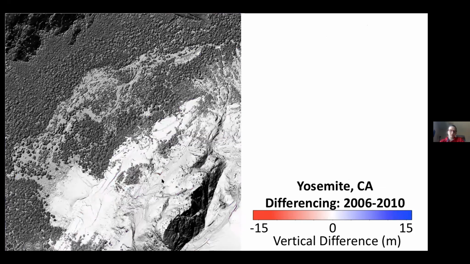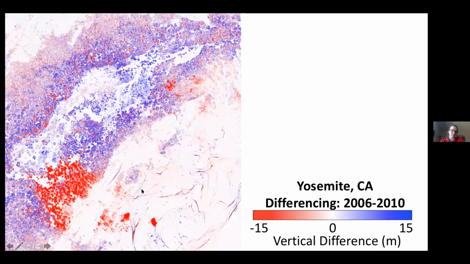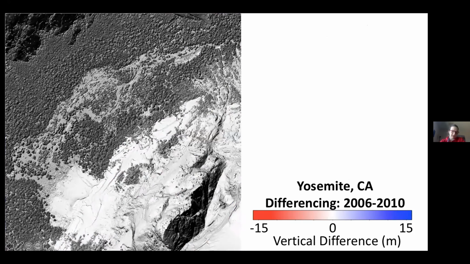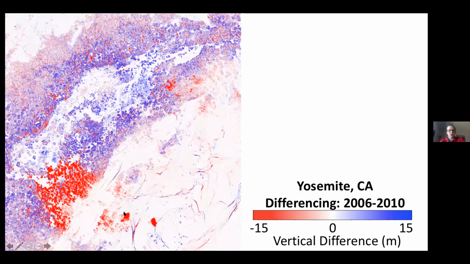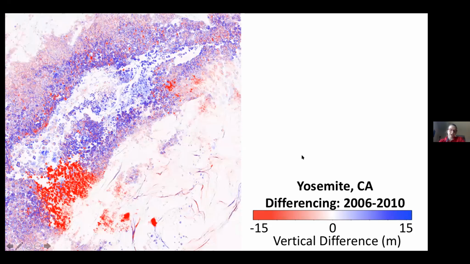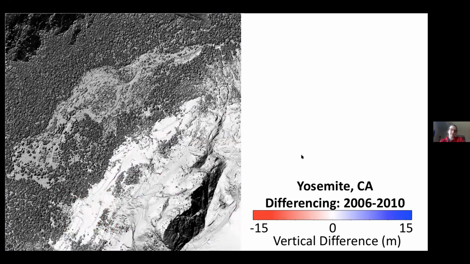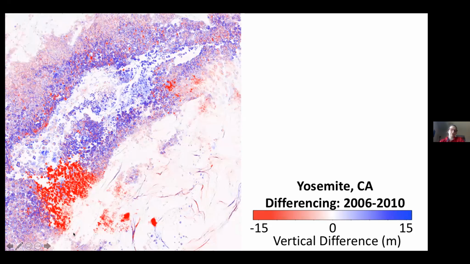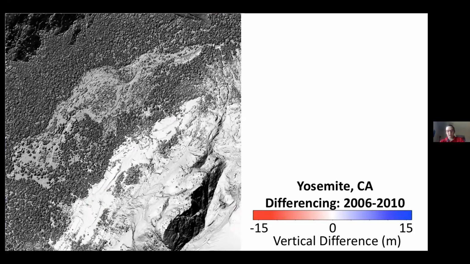Here's an example of rock falls in Yosemite National Park in California. See several red areas here and here, for example, where we had large tree and rock falls between 2006 and 2010. These rock falls do pose a significant hazard in Yosemite National Park, and topographic differencing is an important tool for determining the location of these rock falls.